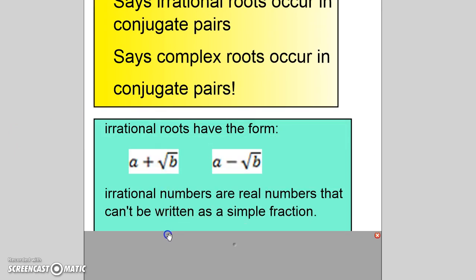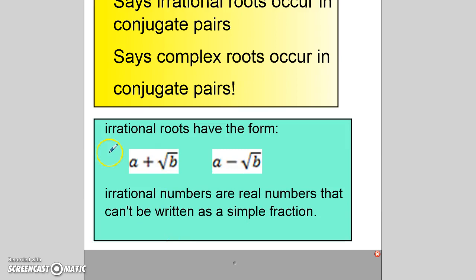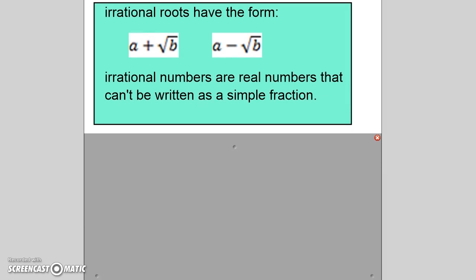Irrational roots have the form a plus radical b and a minus radical b. They always come in this pair. The reason they're called irrational is that irrational numbers are real numbers that can't be written as a simple fraction. It means they're not rational. So if we have an irrational root, it comes in a pair.